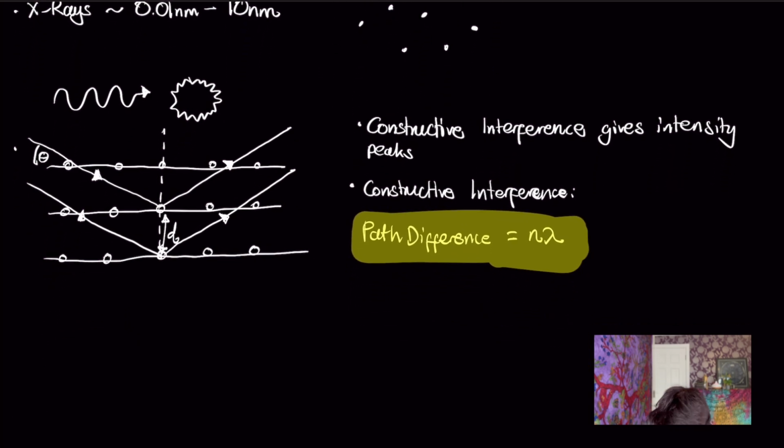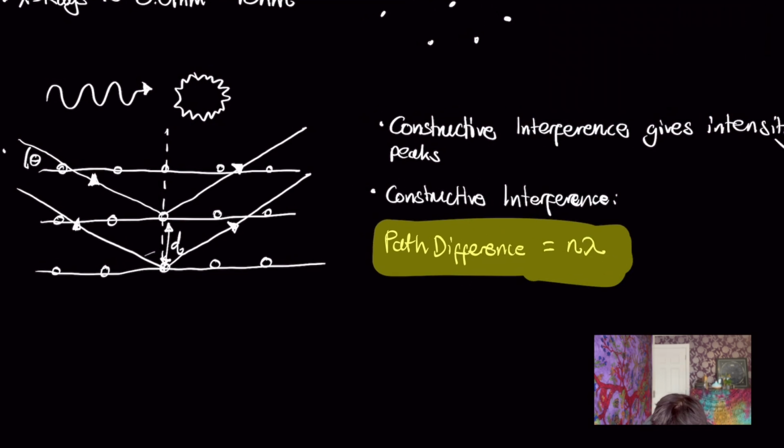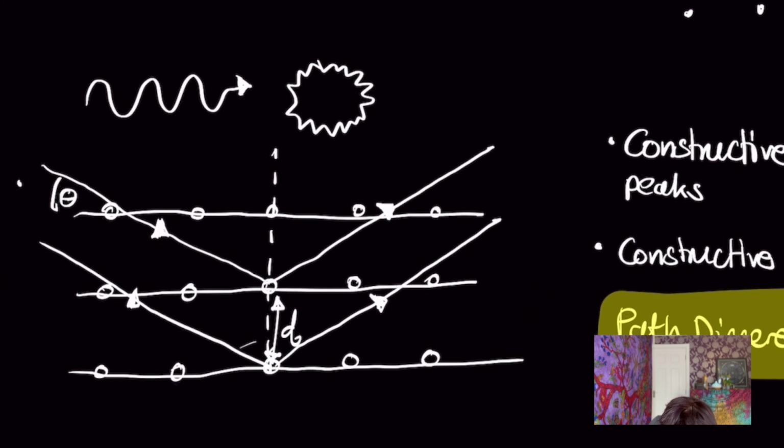Well, let's go ahead and have a look at these two paths right here and see what the difference is between them. Essentially, these two beams are completely in phase until this point right here. And at this point, this top beam bounces off this plane, but this beam continues traveling forwards for a little bit. So what is that distance between here and here?